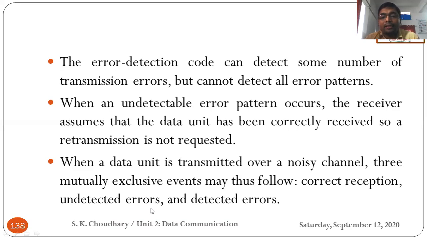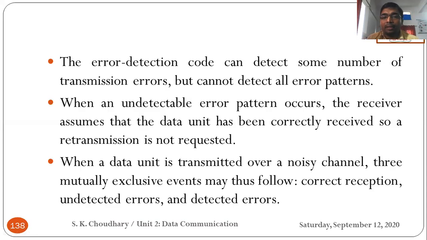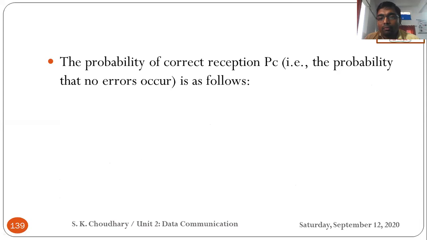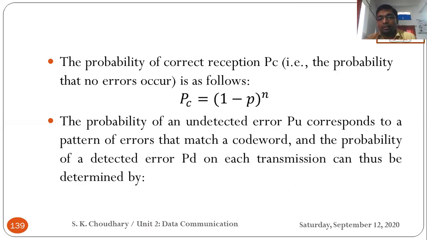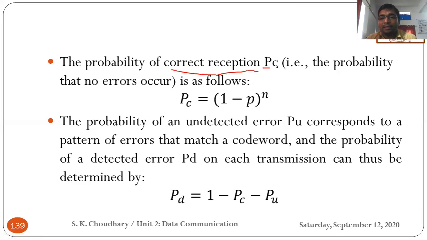So when a data unit is transmitted over the noisy channel, three mutually exclusive events may follow. First, maybe there is a correct reception of the code word, maybe an undetected error, and maybe a detected error. There are three possibilities in the case of transmission. So what is the probability of correct reception? It is PC, which indicates the probability of correct reception.